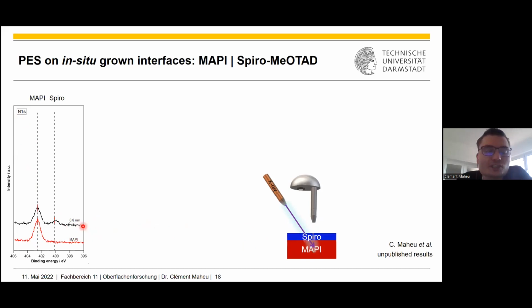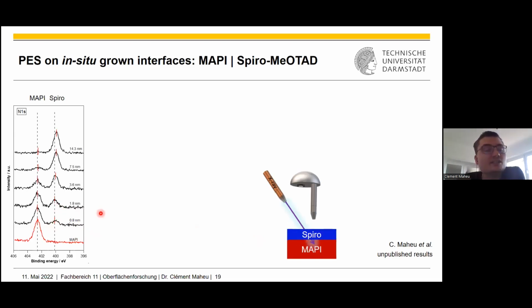So if you put only 1 nanometer of material, you will obviously go through the material and you will detect both the spiro-OMeTAD and the MAPI layer. So you have this new feature here that belongs to the spiro. And then you will slightly increase the thickness until you see MAPI completely disappear and the spiro rising up.